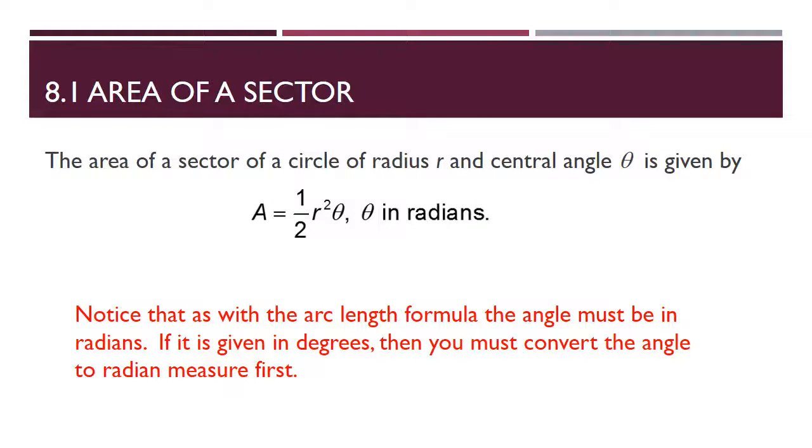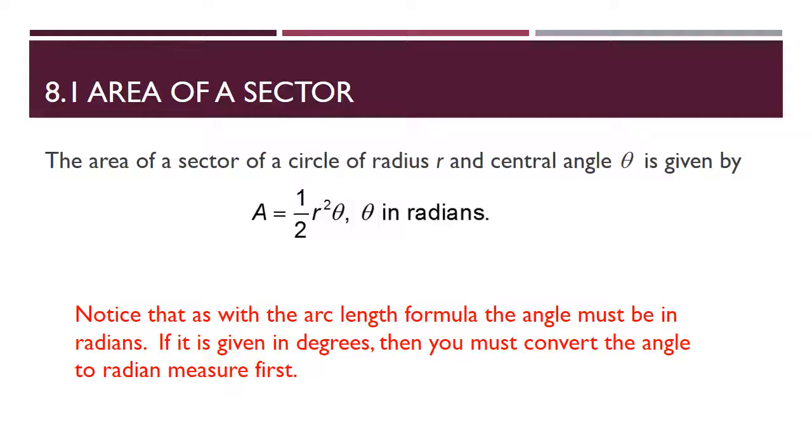We also have the formula for sector area. In the area of a sector, by the way, if you think about a circle, think about cutting it into slices like a pizza. A sector would be one slice of the pizza. That's all it is. The area of a sector of a circle of radius r and central angle theta is given by area equals 1/2 r squared theta. And again, notice theta in radians.